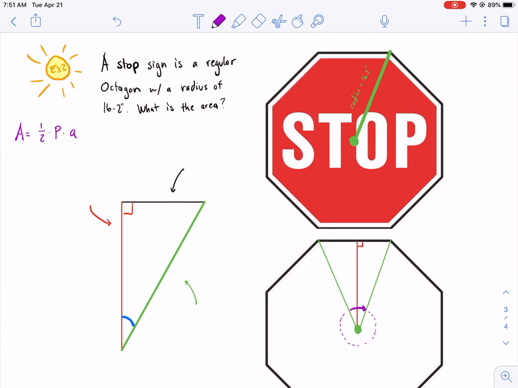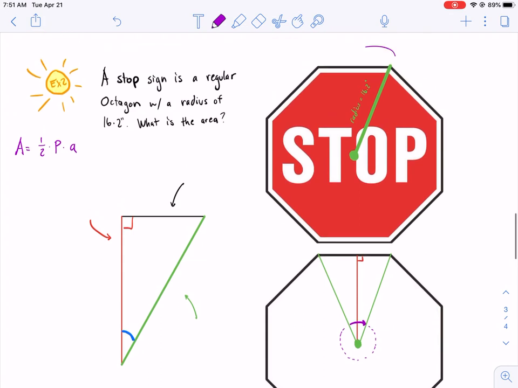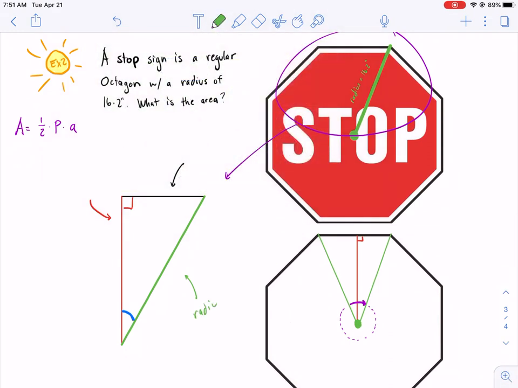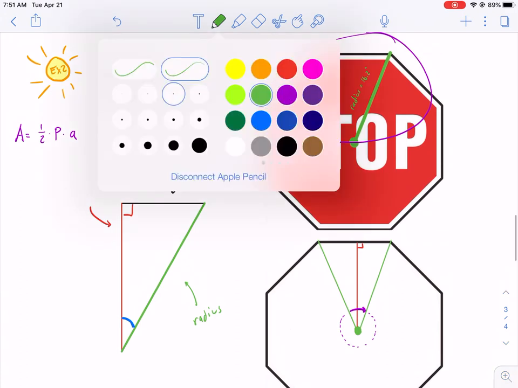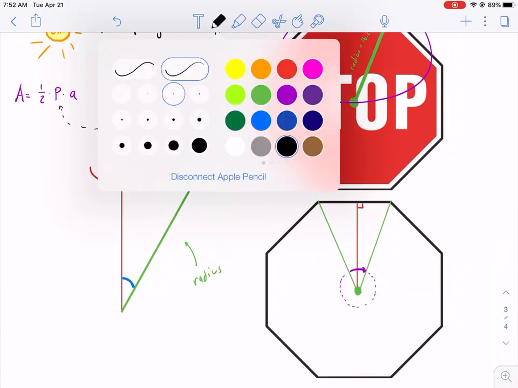in a regular polygon. Okay, so I drew out some breakout pictures. This is a zoomed in version of this. So this green is our radius. This black line would be half a side. That's going to be related to our perimeter. If we have one side, we multiply that by 8. If we have half a side, we need to find the full side first by doubling it, and then multiply it by 8. And then this red is our apothem.